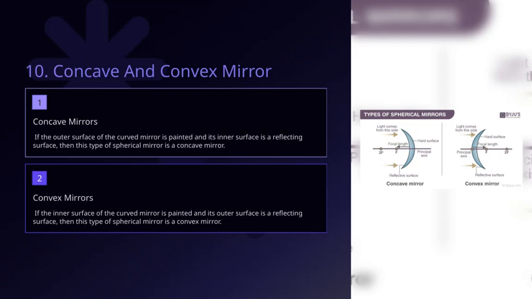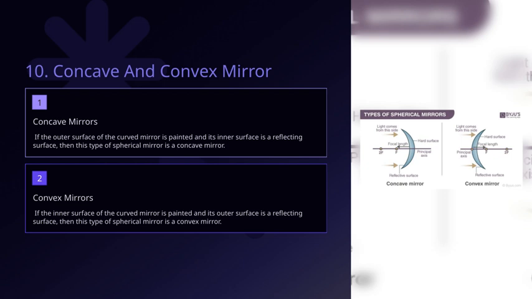Let's talk about concave and convex mirrors. When we consider a concave mirror, think of it as a spherical mirror where the outer surface is painted, and the inner surface acts as the reflecting surface. This means the mirror curves inward, like the inside of a bowl. It's important to remember that this inward curve causes light rays to converge, which is why concave mirrors are often used in applications like shaving mirrors or headlights.